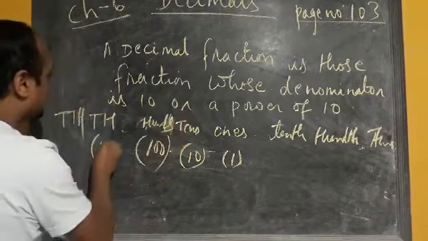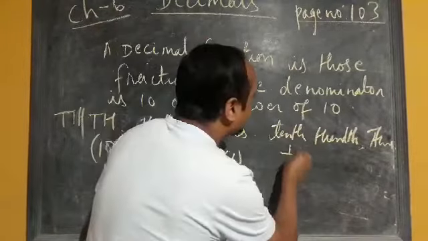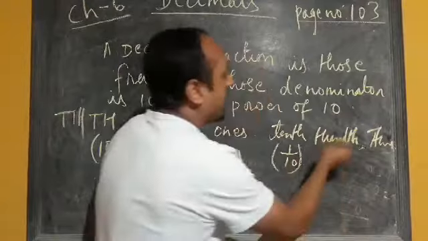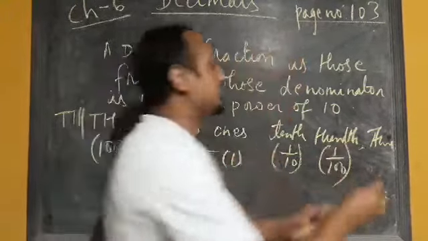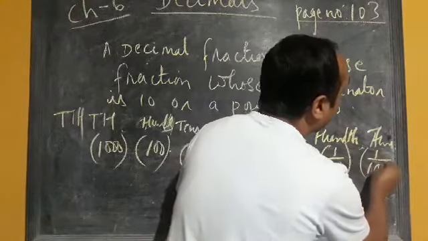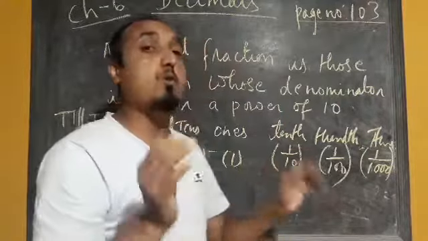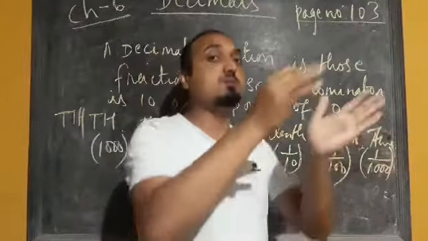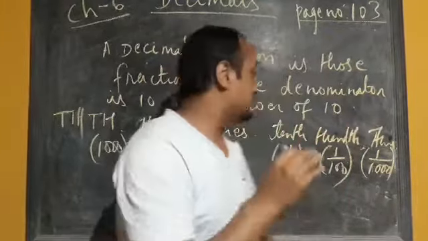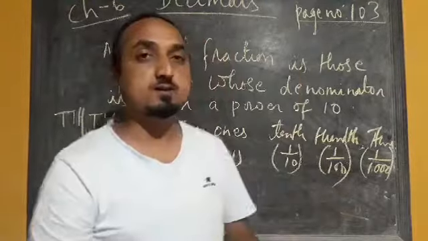Now what about this tenth? Tenth is nothing but 1/10. Hundredth means nothing but 1/100. Thousandth means nothing but 1/1000. So this represents the tenth part of 1. This represents the hundredth part of 1. This represents the thousandth part of 1. So this is the way we did place value in the case of fractions. Now here we have to apply the same concept.